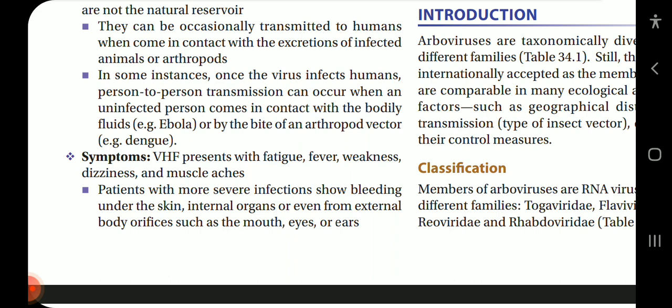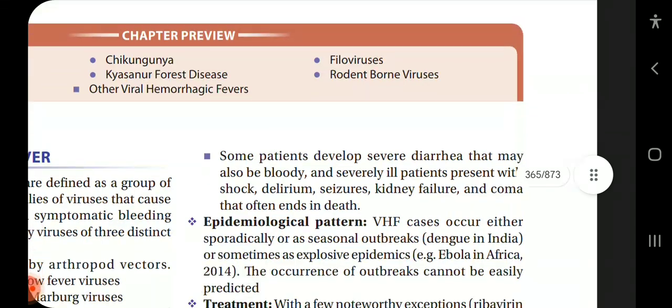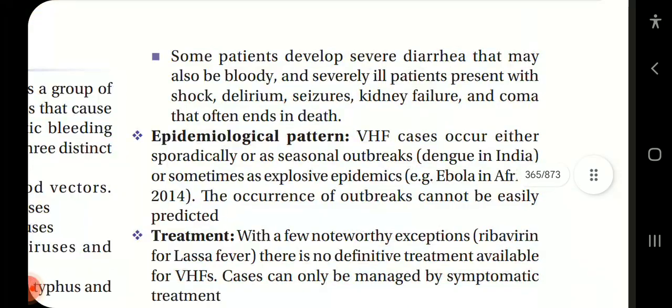In some instances, once the virus infects humans, person-to-person transmission can occur when an uninfected person comes in contact with the bodily fluids, example Ebola, or by the bite of an arthropod vector, example dengue. Symptoms: VHF presents with fatigue, fever, weakness and dizziness, and muscle aches. Patients with more severe infections show bleeding under the skin, internal organs, or even from external body orifices such as the mouth, eyes, or ears. Some patients develop severe diarrhea that may also be bloody, and severely ill patients present with shock, delirium, seizure, kidney failure, and coma that often ends in death.